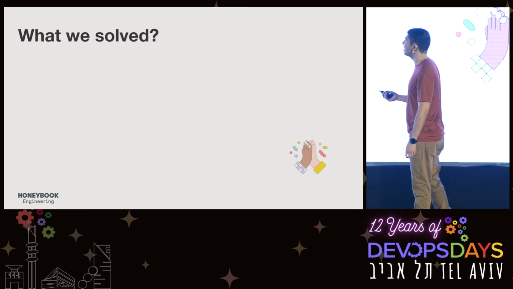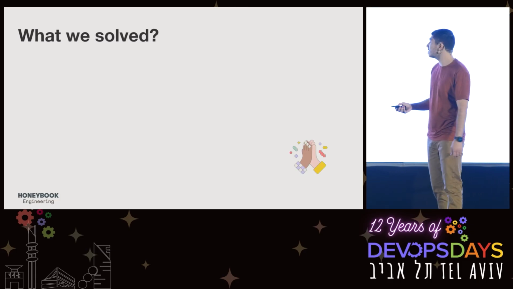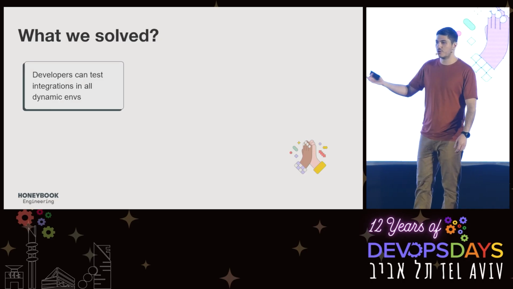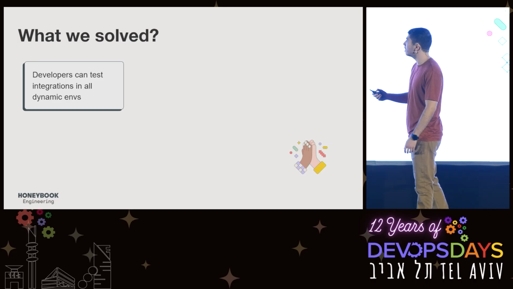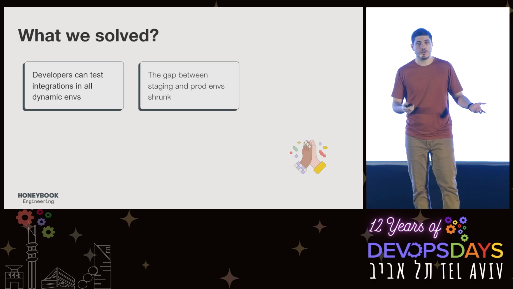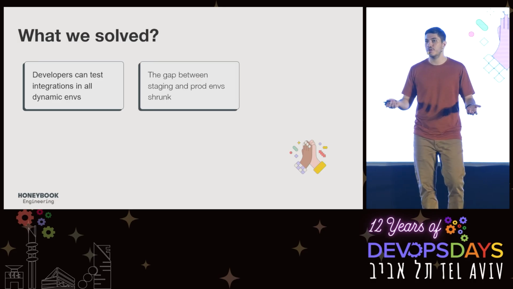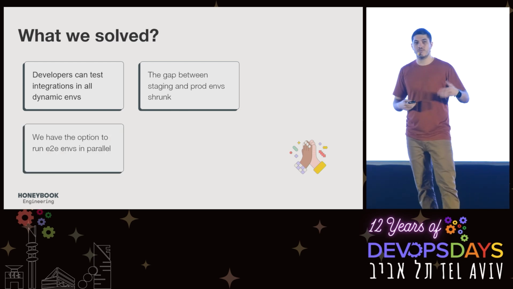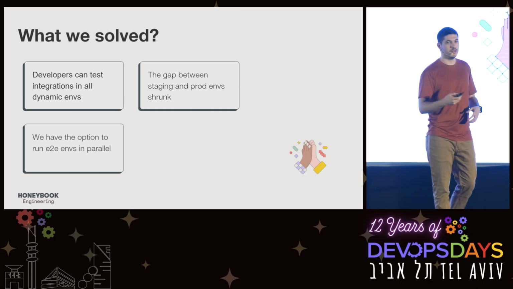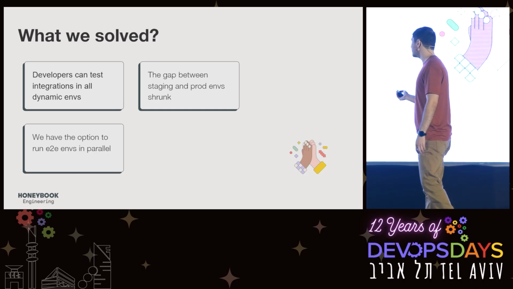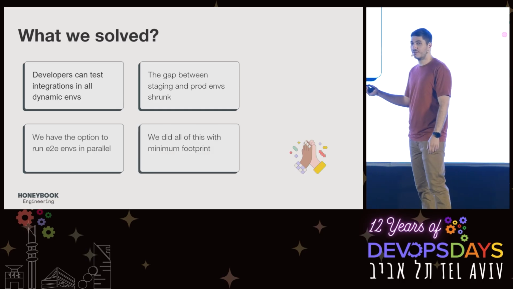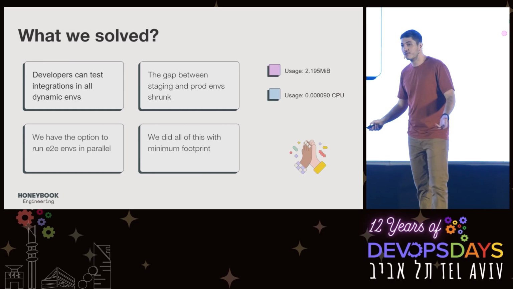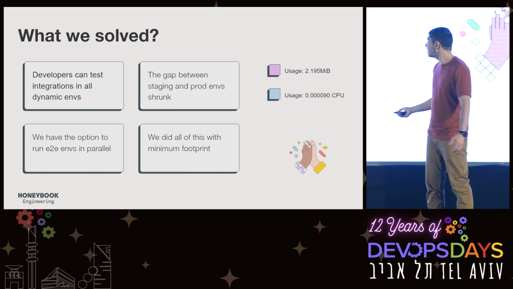So what have we learned? What have we solved in this adventure? Well, first, now developers can test their features that require webhooks in all of the dynamic environments. Second, the gap between our staging and production just shrank, because all of them get the webhooks. Third, we can now run E2E in parallel, and we don't stall all the developers who need to wait for it. And lastly, we did all of it with a minimum footprint. It only takes about 2 megabytes of memory and nothing of CPU, which is pretty amazing.